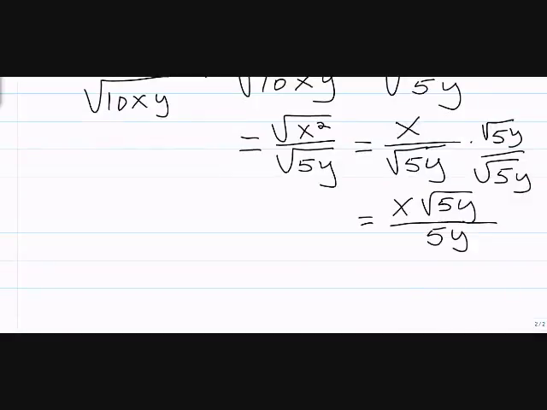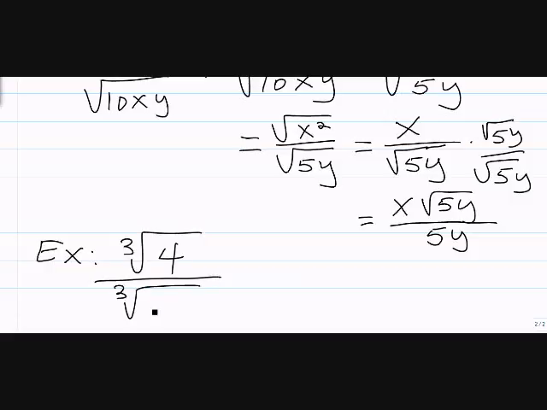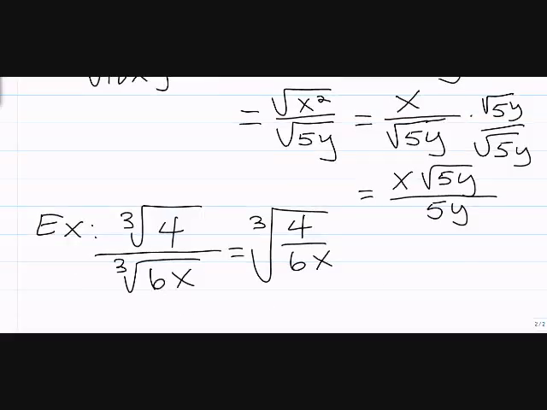Okay? But we can also do this with cube roots. They're just a little bit trickier. So let's take the cube root of 4 divided by the cube root of 6x. Put it all under one cube root. This is the cube root of 4 over 6x. Simplify that 4 over 6x. That's the cube root of 2 over 3x.